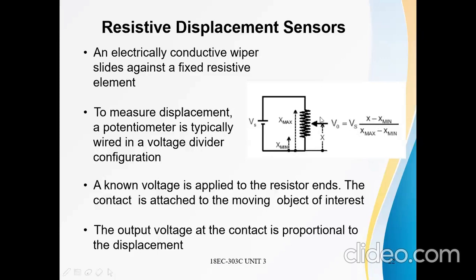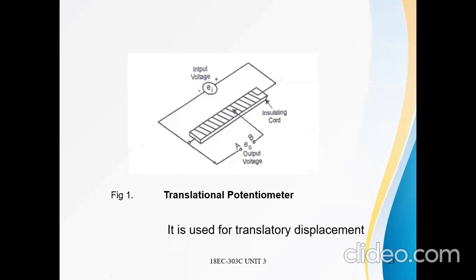This output is proportional to the displacement. Based on the displacement, this wiper varies. Based on that, the resistance will be varied. That means the output also varies. This is the principle of this resistive displacement sensor.